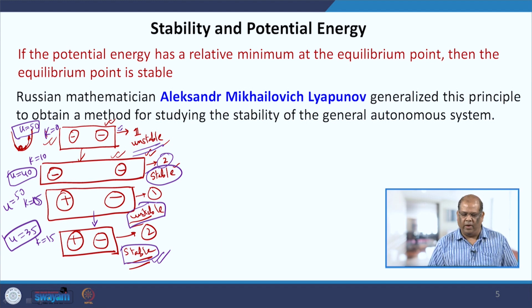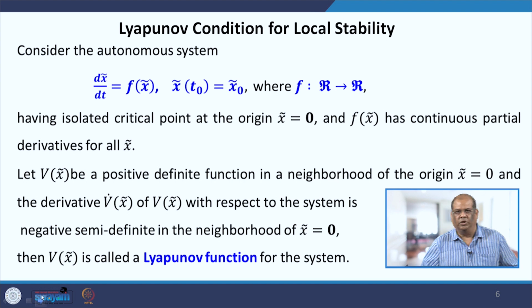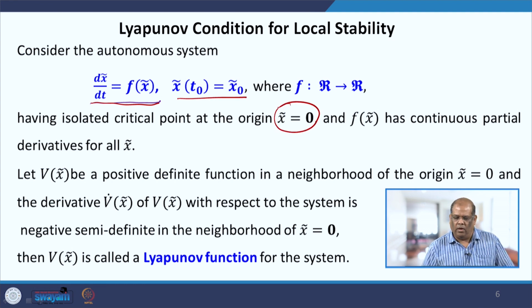So, this Russian mathematician Alexander Mikhailovich Lyapunov generalized this principle and figured out a method for studying the stability of an autonomous system. So, what is the condition for this Lyapunov stability? He defines an autonomous system. So, this is the autonomous system with the initial condition and this is the critical point. Here the origin has been taken as the critical point.